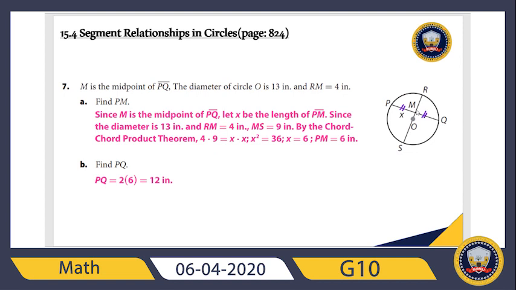Now PM is equal to x, which is 6 inches. And my question asks for PQ, the total, which is double of x. So it is 2 times x, which is 12 inches. All right.